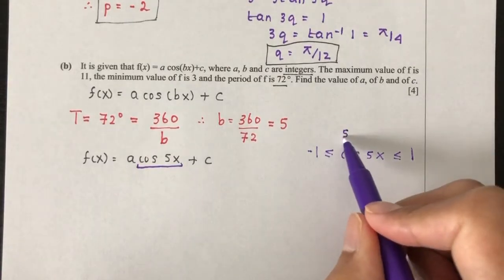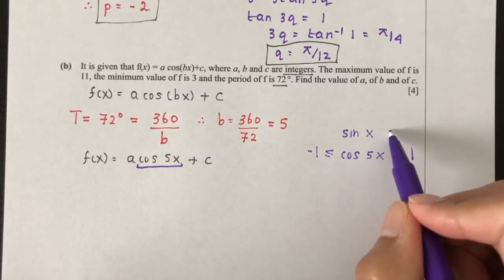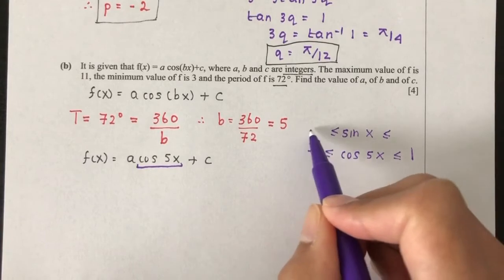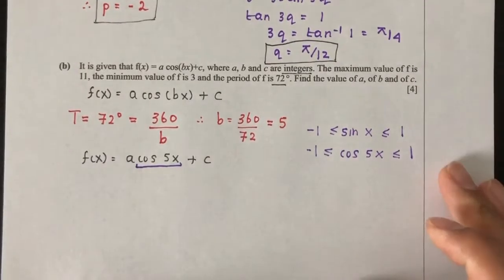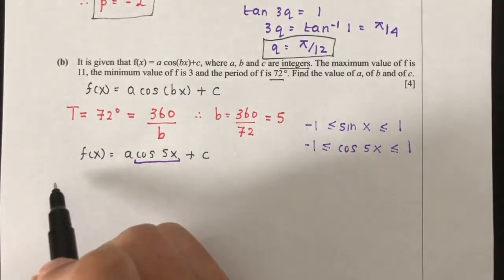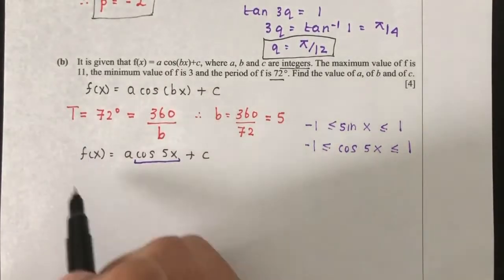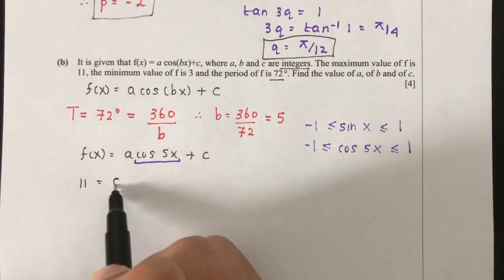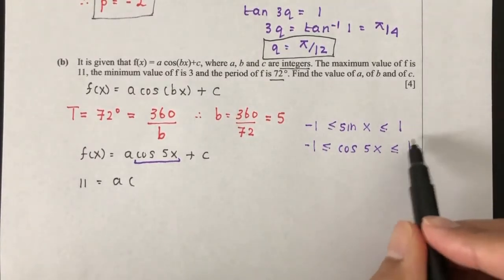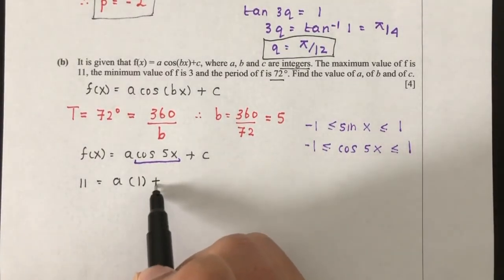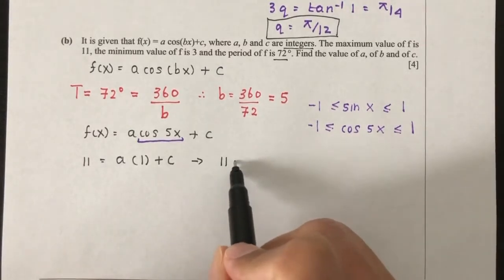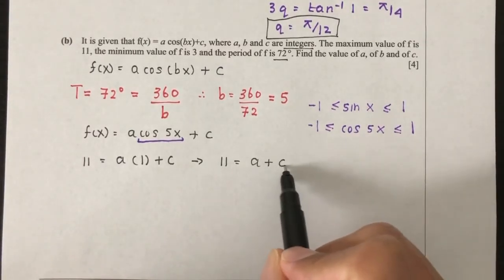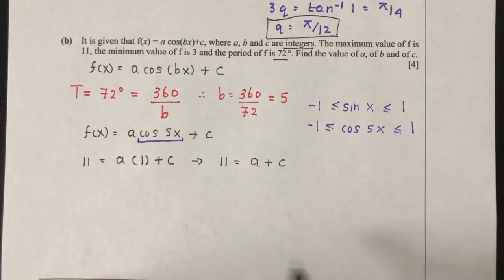It is the same for sine of any angle as well. It is only between minus 1 and 1. So if you want to have a maximum value, we know that the maximum value is 11, and a times cos has to be at its maximum value, which is 1, plus c. So we have 11 = a + c. That is our first equation.